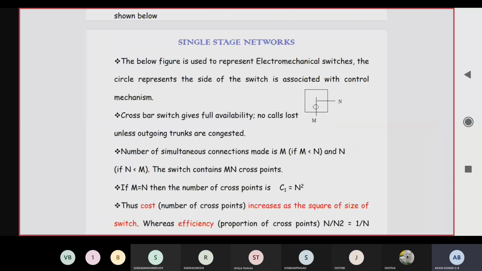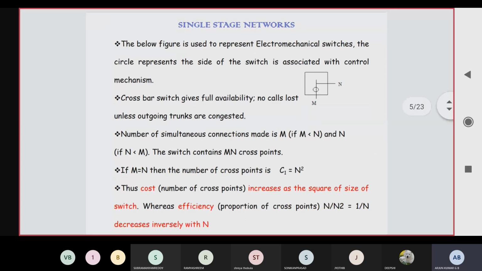Okay, then by using this, the fixed cost will go on increasing. The size also will go on increasing, because of the square. The cost C, the number of crosspoints C1, is equal to n squared, meaning the size of this system will go on increasing, and the cost also will increase because the number of crosspoints will be the square of the outputs.